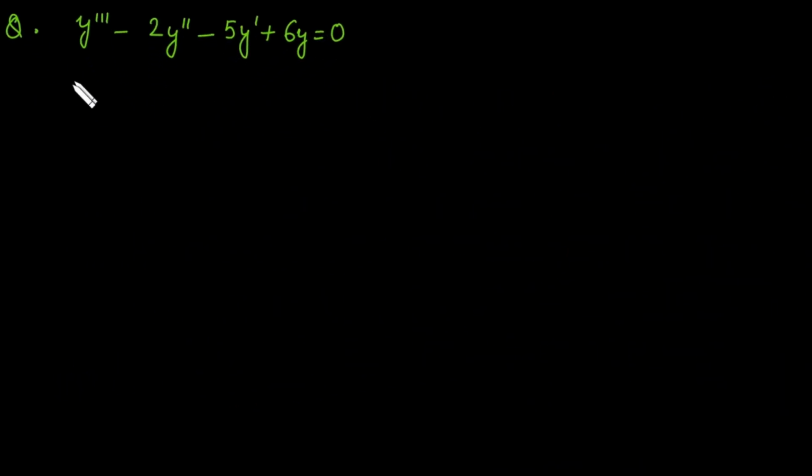And in the next case, write the operator form, that is D cube y minus 2D square y minus 5Dy plus 6y is equal to 0.